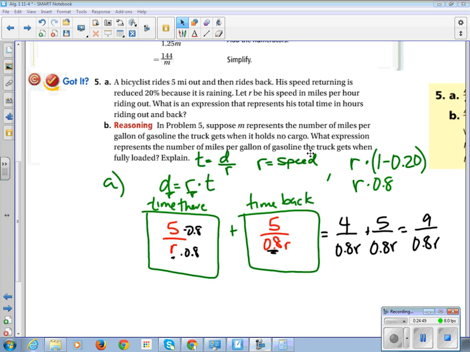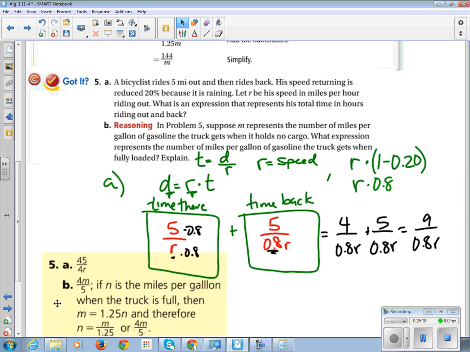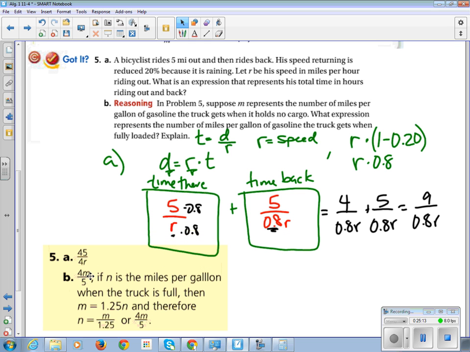So the reasoning is: in problem 5, suppose M represents the number of miles per gallon of gasoline the truck gets when it holds no cargo. What expression represents the number of miles per gallon of gasoline the truck gets when fully loaded? You don't have to write this down. Explain. The answer is 4M over 5, the expression that represents the miles per gallon when the truck is fully loaded, because N is the miles per gallon when fully loaded, and M equals 1.25N. Therefore, N is equal to M over 1.25, which they've written as 4M over 5.